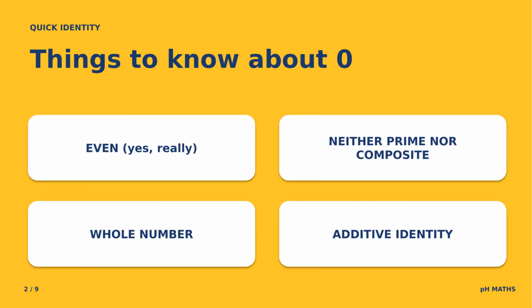Quick identity check. Zero is even. Yes, really. The definition of even is divisible by 2, and 0 divided by 2 is 0, with no remainder, so it's in. 0 is neither prime nor composite. It sits in its own category. It's a whole number, and it's the additive identity. Add 0 to anything, and that anything stays the same.